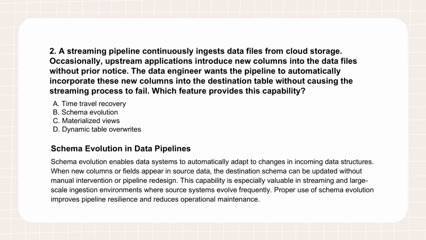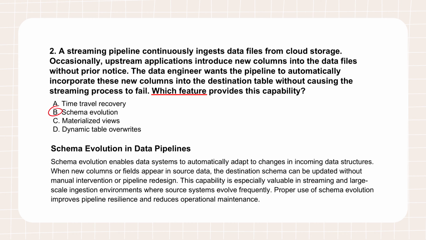Precisely. Let us move to question 2. A streaming pipeline continuously ingests data files from cloud storage. Occasionally, upstream applications introduce new columns into the data files without prior notice. The data engineer wants the pipeline to automatically incorporate these new columns into the destination table without causing the streaming process to fail. Which feature provides this capability? The correct answer is B.